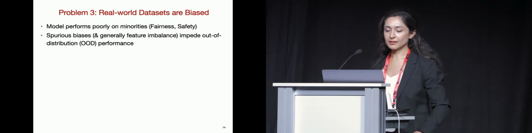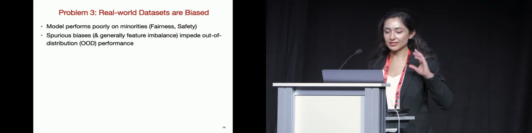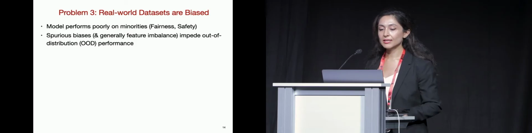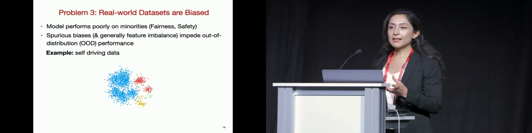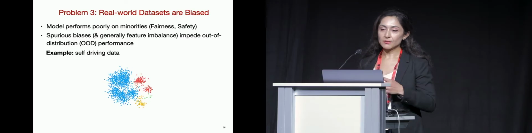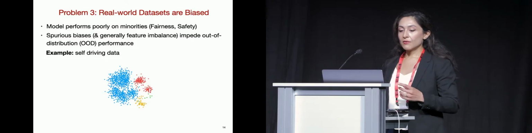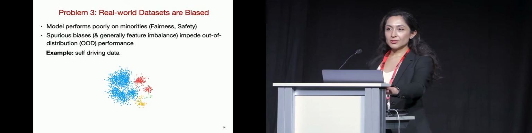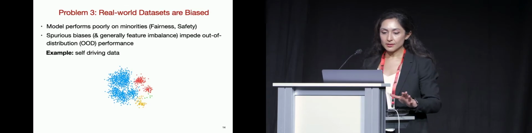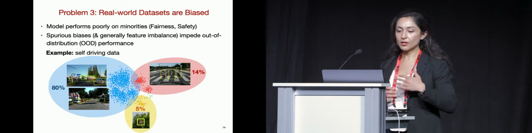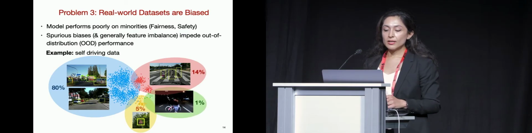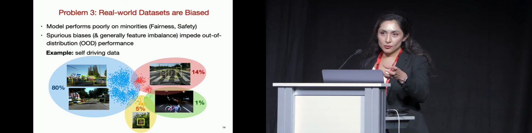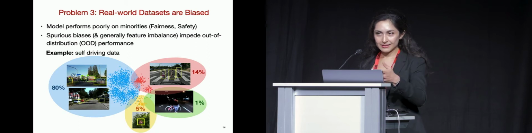Other problems, I'll go over these very quickly, just so that you know about them. A lot of times, these huge datasets that we train on are very imbalanced, not only in terms of class imbalance, but also feature imbalance. Imagine this is an example of self-driving data. The majority of this data belongs to cars, pedestrians, and traffic signs. Only a minority belongs to this very important class of accidents and crashes.